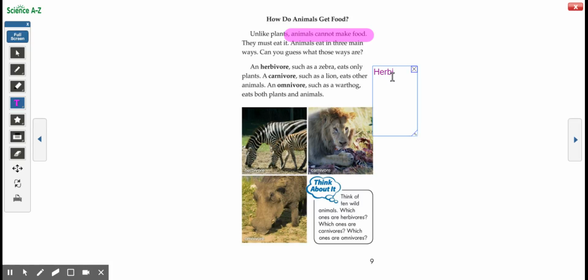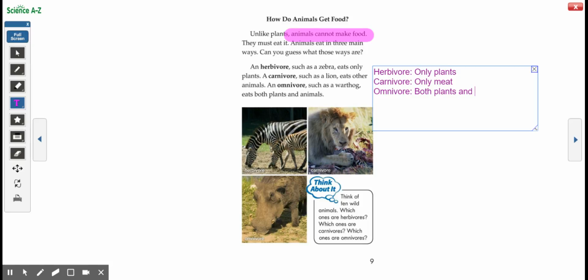An herbivore is only plants. Carnivore, only meat. Omnivore, both plants and meat. Now, I had a question earlier.